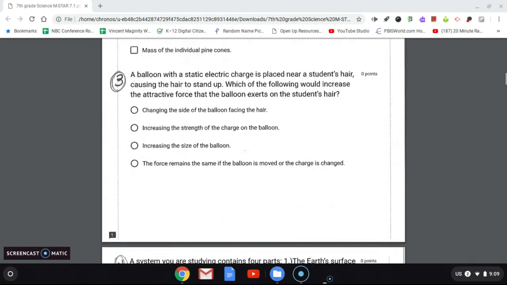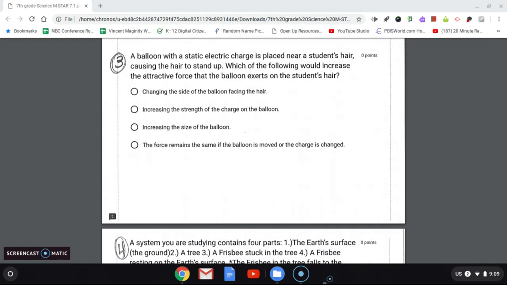Number 3. A balloon with a static electric charge is placed near a student's hair, causing the hair to stand up. Which of the following would increase the attractive force that the balloon exerts on the student's hair? Changing the side of the balloon facing the hair, increasing the strength of the charge on the balloon, increasing the size of the balloon, or the force remains the same if the balloon is moved or the charge is changed.